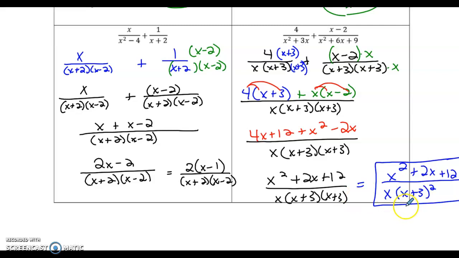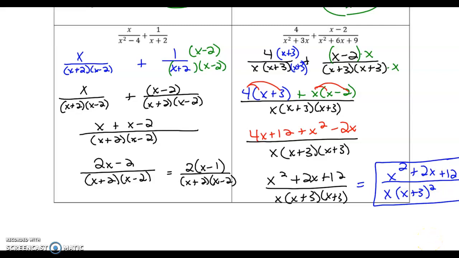Over on the last problem on the front page, we simplify it and then we end up getting x plus 3 times 2 on the denominator. Notice up here, we had to multiply this first one times x plus 3 because it had one of them, but it didn't have both of them. So it needs to have exactly the same thing in the denominators. And that numerator does not factor, so we'll just leave it like that.